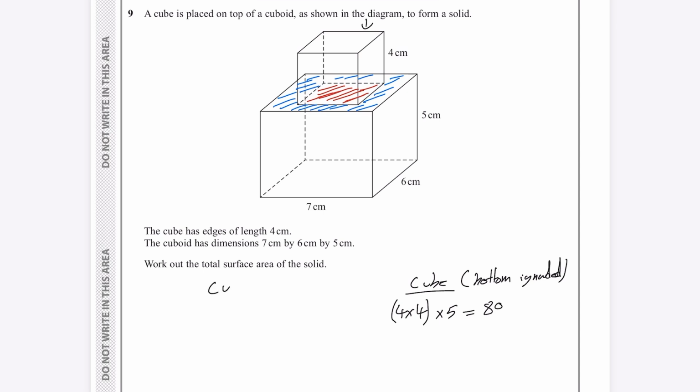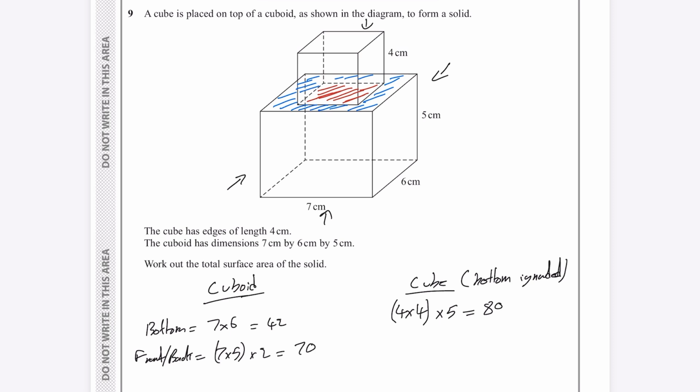And then on the bottom we have a cuboid. So with the cuboid we'll start with the bottom. So the bottom is 7 times 6, which is 42. And then we have the front and back, which are the same, so you can just write that as front slash back, which is going to be 7 times 5. And we're going to times that by 2 because there's 2 of them. So 7 times 5 is 35, times 2 is 70.